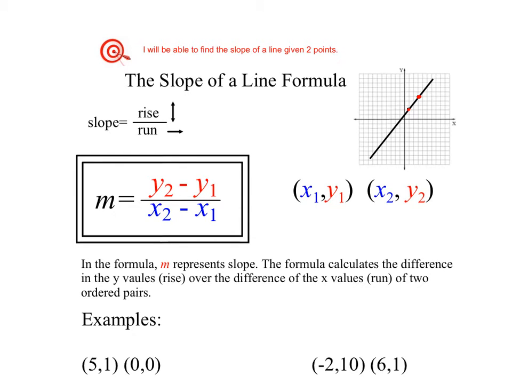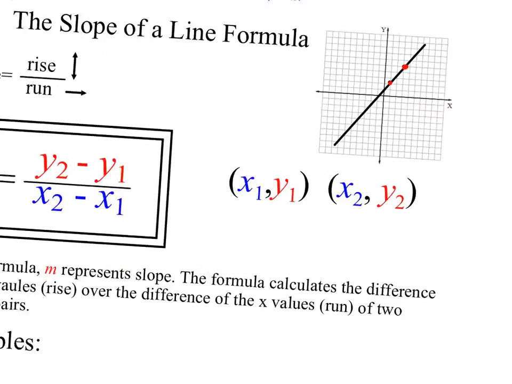Good morning. Today we are going to talk about the slope of a line formula. On Tuesday and Wednesday, you calculated slope from a graph by calculating the rise over the run, so the change in the vertical distance over the change in the horizontal difference.